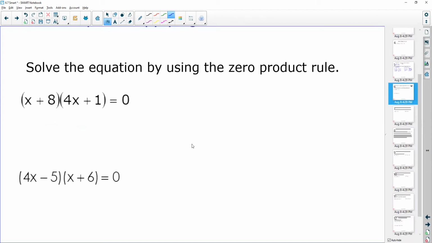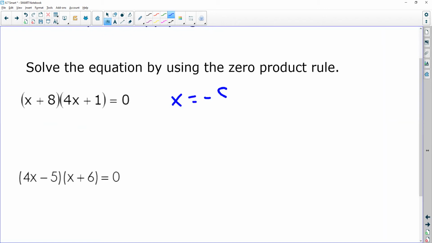You can solve these. Do the same thing. In the first one, x is going to be -8 and 1/4, or -1/4. And in the second one, x is going to be 5/4 and -6.